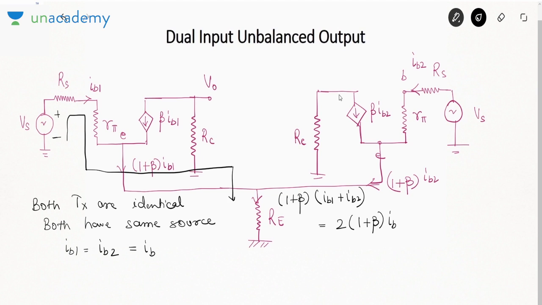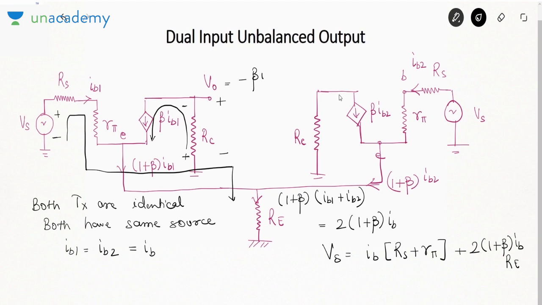So I will write Vs is IB times Rs plus R pi plus 2 times (1 plus beta) IB RE. That is your source voltage Vs. What about the output voltage? This is the output voltage, but this beta IB current is flowing like this, so the output voltage polarity will be negative. So it will be minus beta IB RC.